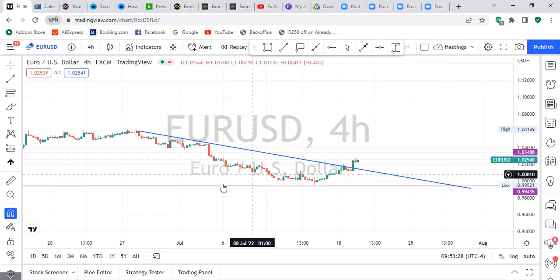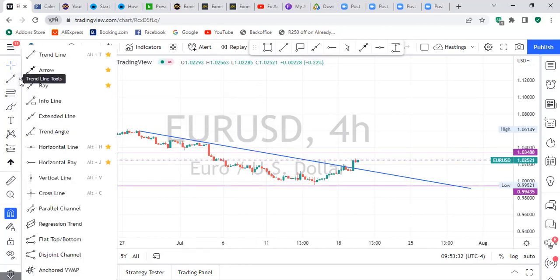So if you look on your TradingView and you come to your left here, you just need to play around with it and see what each tool is used for. But usually, all these, we don't use them. I myself don't use them. I only use a trend line and a horizontal line. That's all I use here.